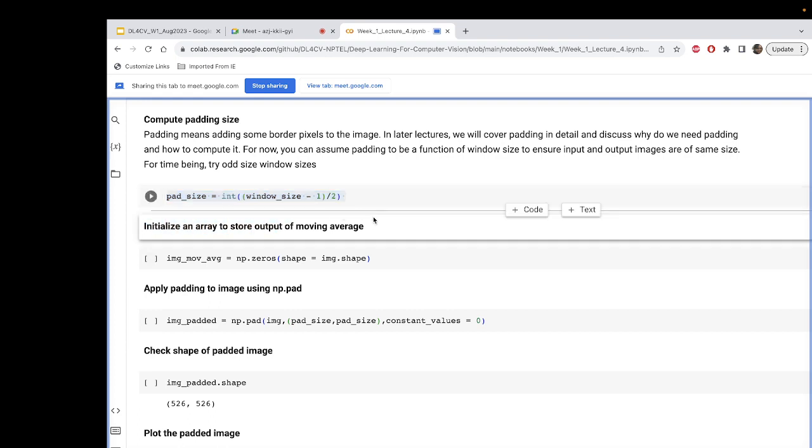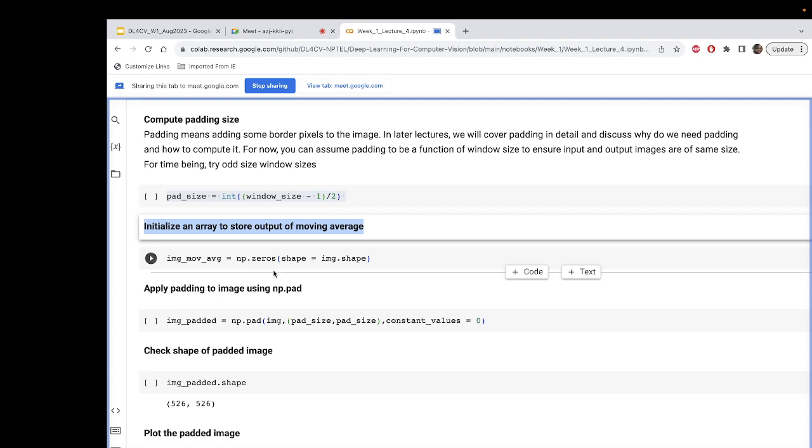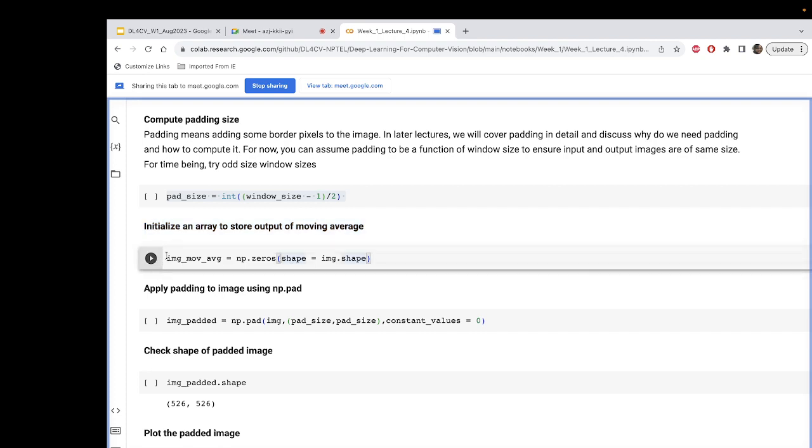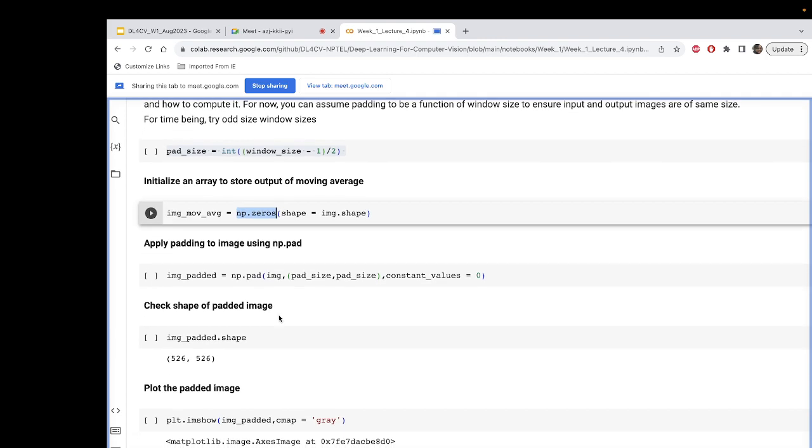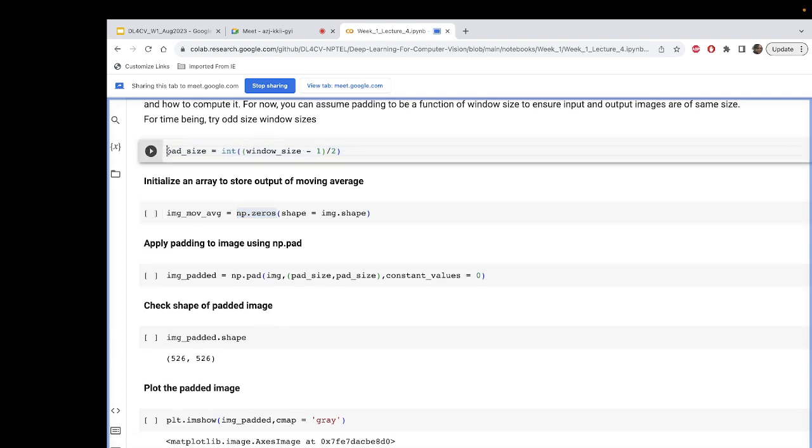Now what it says in the next step: initialize an array to store the output of the moving average. You have the image img, and now you have a new matrix of the same shape as img, and you are filling it with zeros. That is what np.zeros does. Next, you have already calculated the ideal size for your image, so that padding it with that size makes sure that your windowing function is not reducing the image size.